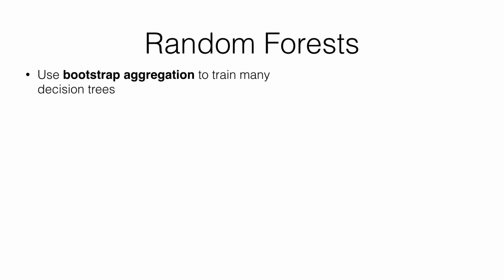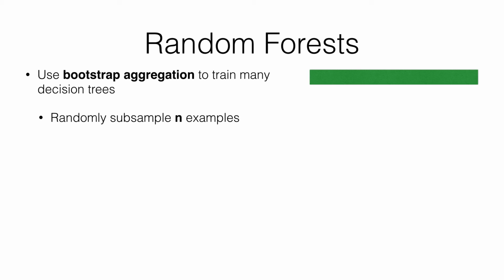So the last idea I want to present in this discussion is the concept of random forests, and it's this really cleverly named variant on decision tree learning, which uses something called bootstrap aggregation to train many decision trees. So this is in fact an ensemble method, and the idea is to take a data set and randomly subsample a bunch of subsets of your original data set. And what we're going to do is train decision trees on each of these subsets.